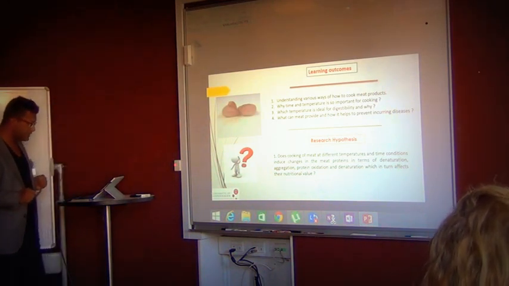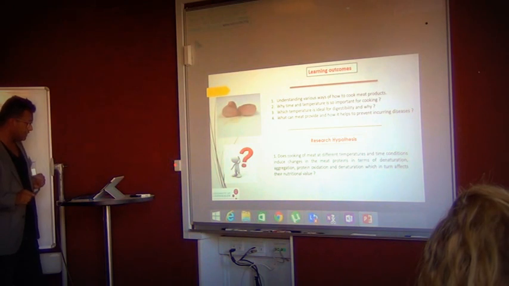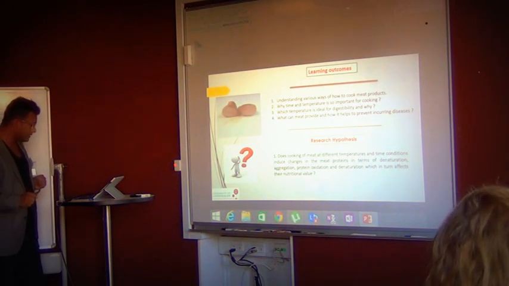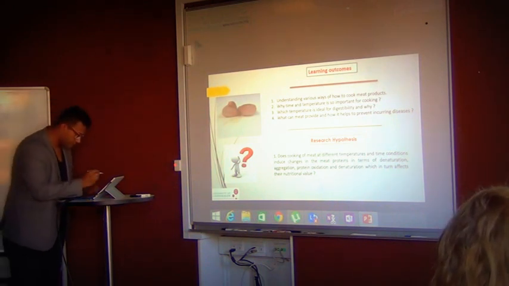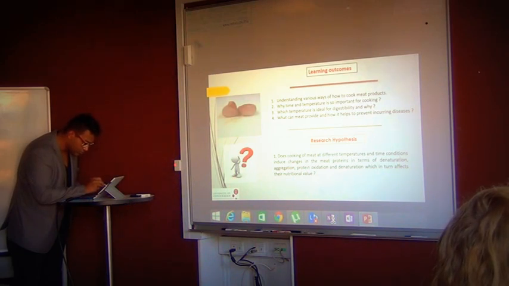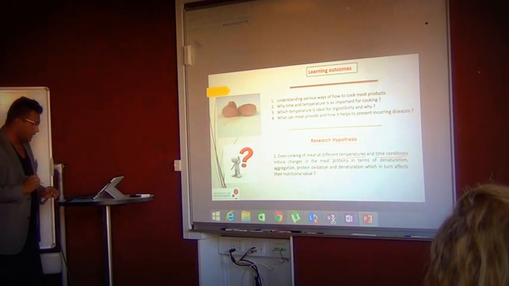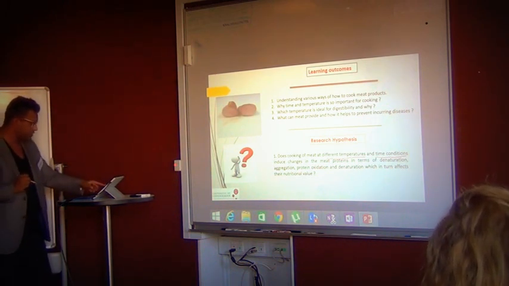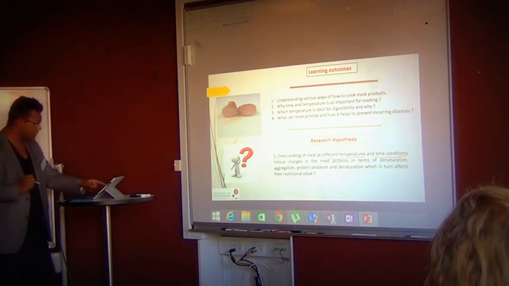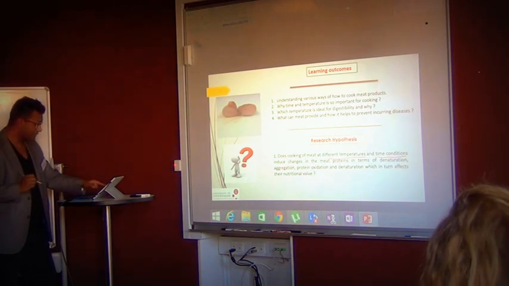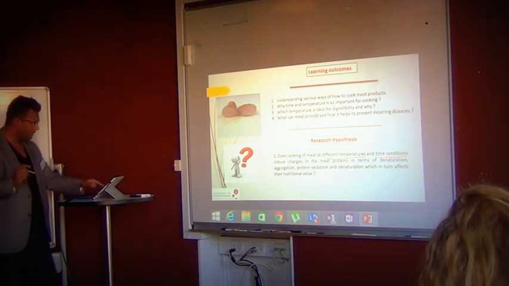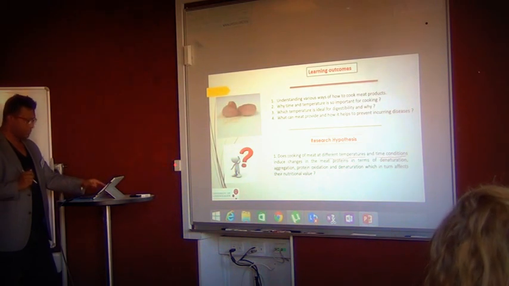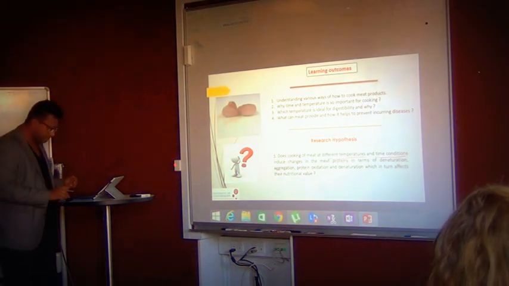My research hypothesis asks: does cooking of meat at different temperatures and time conditions, and just mind you, these are the two most important factors, the temperature and the time, induce changes in the meat proteins? They denature them, aggregate them, oxidize them, and denature them further. And that affects the nutrition value. So this is what I'm going to talk about.